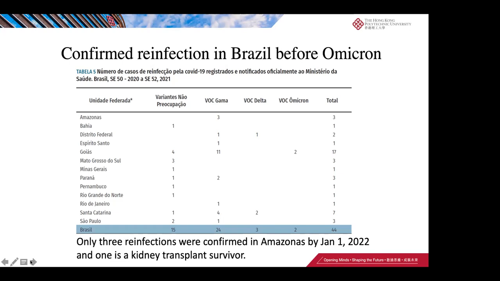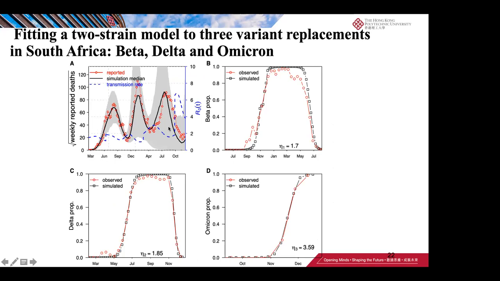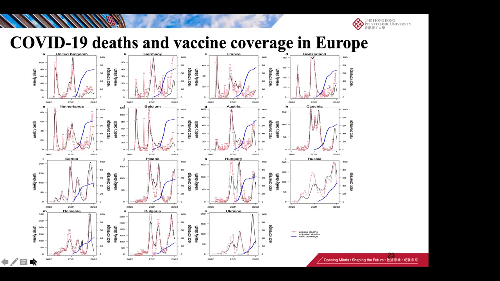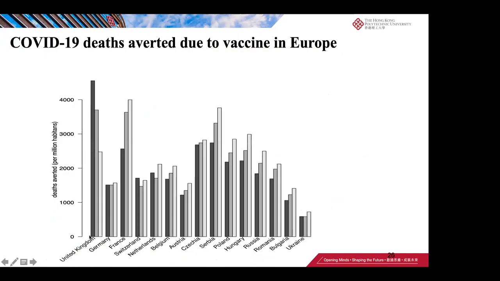And this is my recent work in South Africa. We use a simple model. We estimate the relative transmission rates of beta, delta, and Omicron. Omicron really transmitted fast and probably has a higher reinfection. That's a different story. And then I did some work for European countries. No time to talk about it, including France. I fit the data. This is the vaccine rate, and then I estimated how many lives were saved by the vaccination.